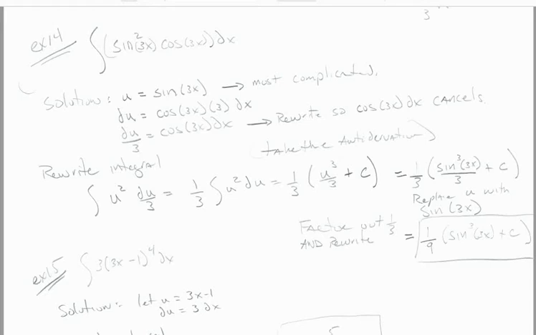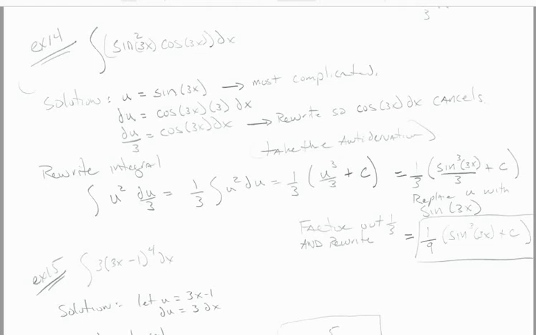Now when we take the derivative of u, we're going to get the derivative of sine of 3x. That's a chain rule. Okay, so the derivative of sine is cosine, so it'll be cosine of 3x times the derivative of the argument, which is 3. Okay, so make sure we're paying close attention there. So du is going to be cosine of 3x times 3 dx.